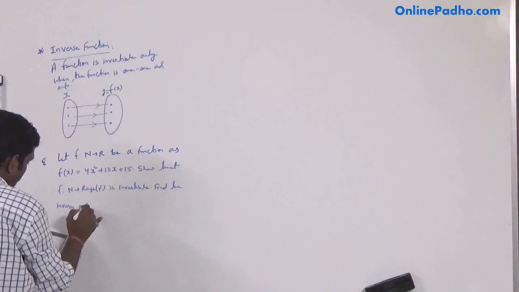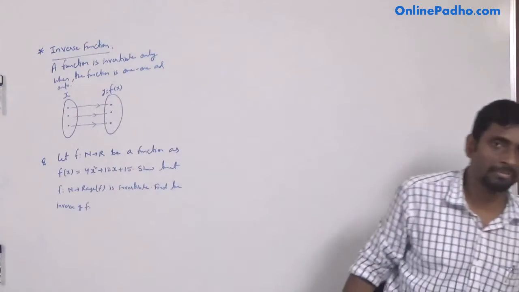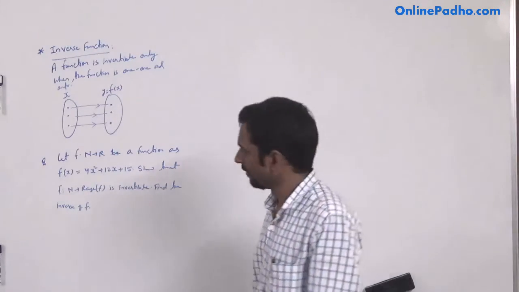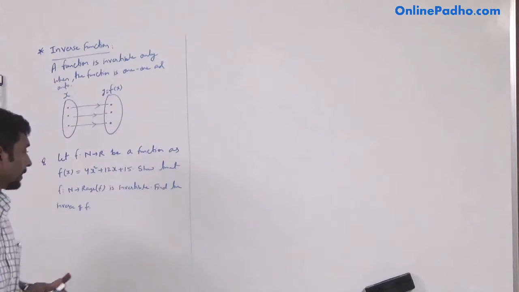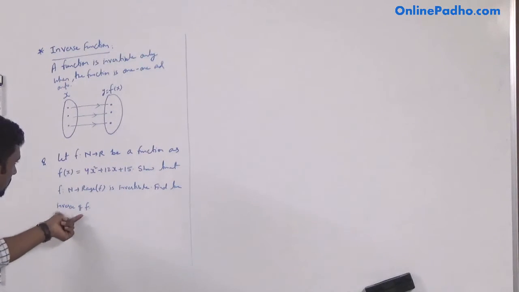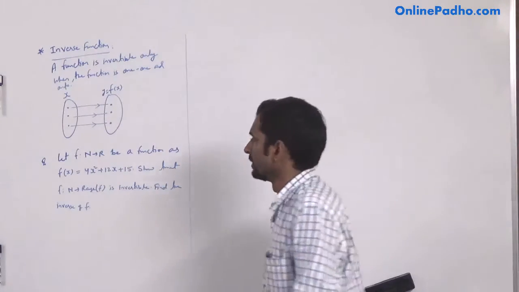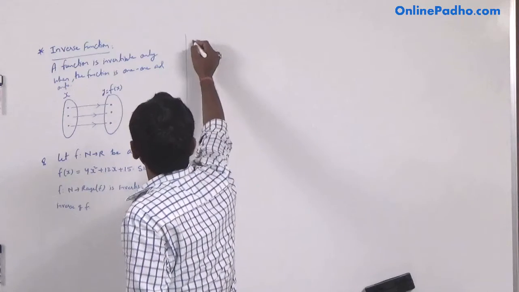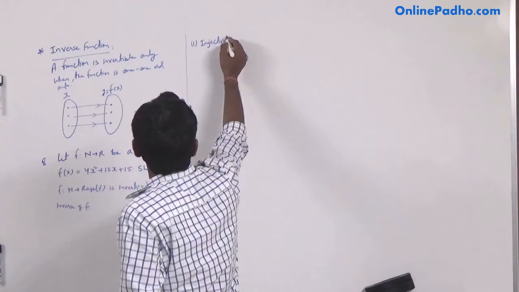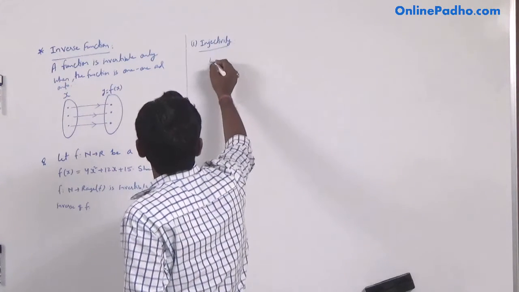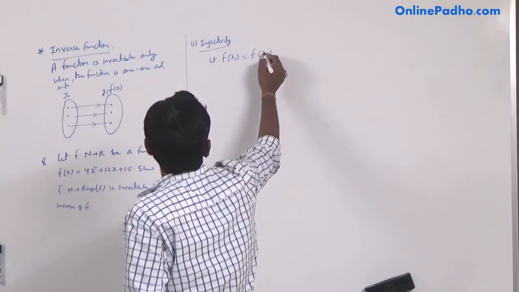To find the inverse, if the question says to prove that it's invertible, then we have to prove that the function is invertible. If you have to find the inverse of a function, you must prove the function is invertible. To do so, first we have to check the injectivity and then surjectivity. Injectivity: let us consider f(x1) is equal to f(x2).